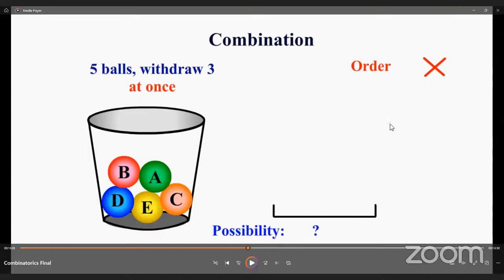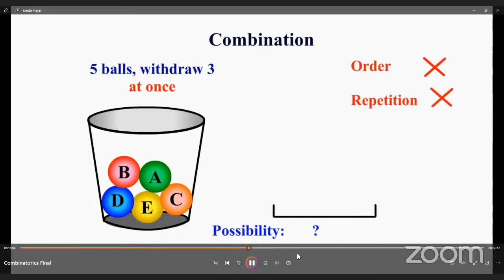So the order is not important, because when we withdraw A, B, C at once, it's a single draw. So it doesn't matter whether the order is A, B, C or B, C, A or C, A, B. You cannot say that, because you take them at once.